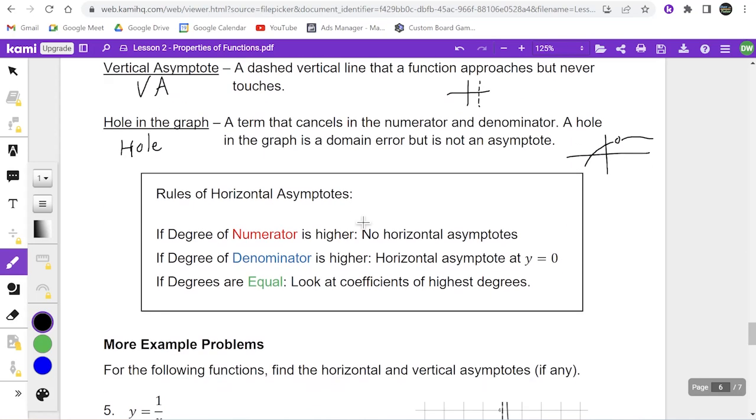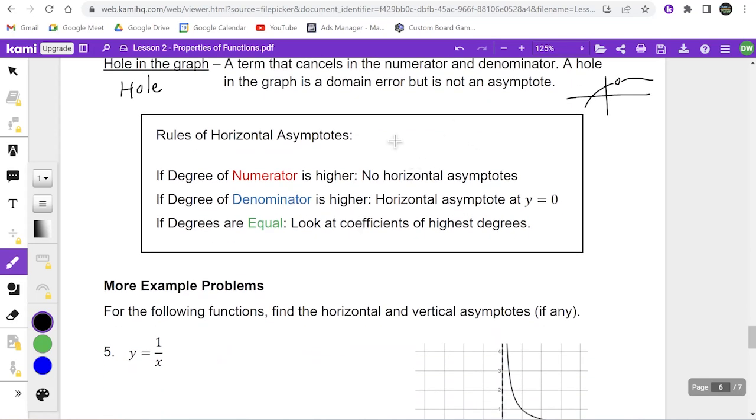So first we're going to talk about the rules of horizontal asymptotes. Again, I'm calling these HA for short. And the secret here is you're looking at the degrees. Look here, if degree of the numerator is higher, then there is no horizontal asymptotes. You would literally write no HA for no horizontal asymptote. If the degree of the denominator is higher, that means the horizontal asymptote is at y equals 0. You would literally just write y equals 0 and circle it, you're done.